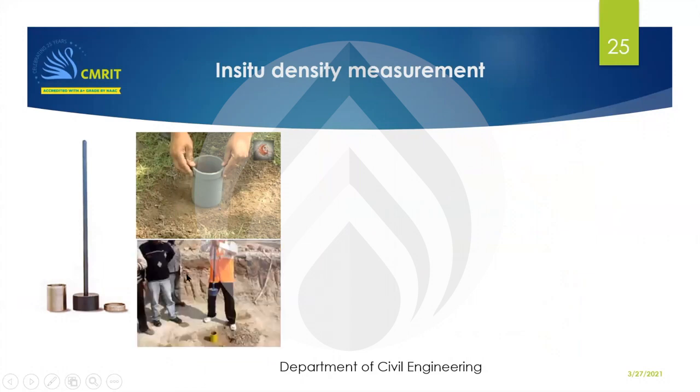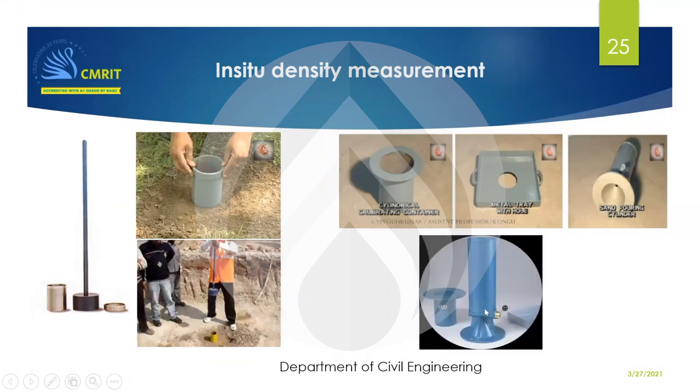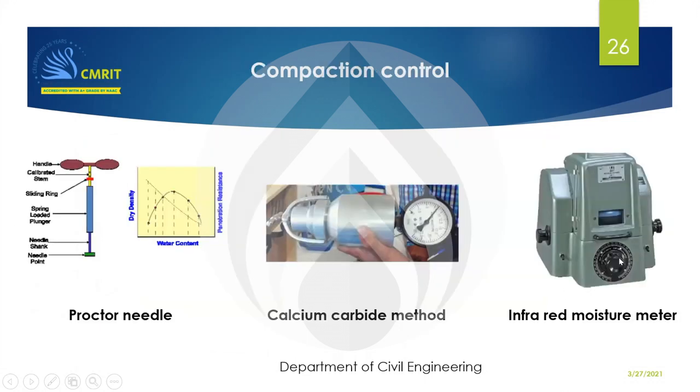So we push it by using a rammer and we take the mass. And sometimes if the fill is very loose, you cannot get the core collected within the core cutter. We use the sand replacement method. So this is how we try to do it in the sand replacement method. In fact, as I told you, you can see the video on how to do the test.